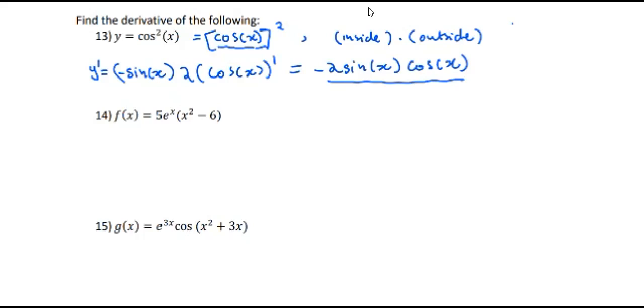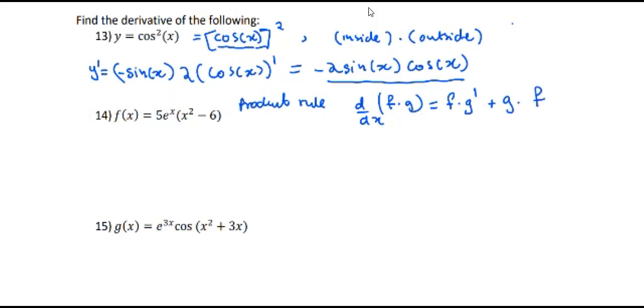Number 14, f of x is equal to 5e to the x into x squared minus 6. Well, here we'll use the product rule. Remember, we said that the product rule, if you are taking the derivative of f times g, you take f and multiply f by the derivative of g, and then you take g and multiply g by the derivative of f.